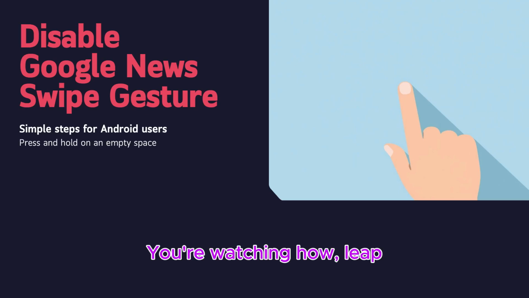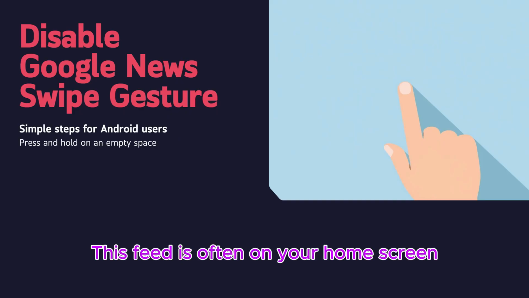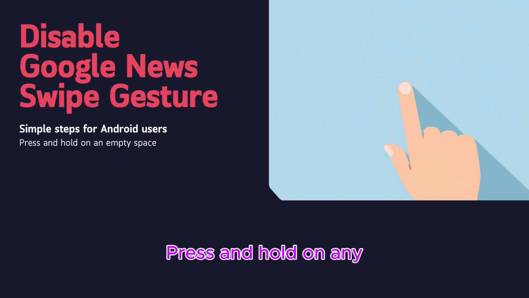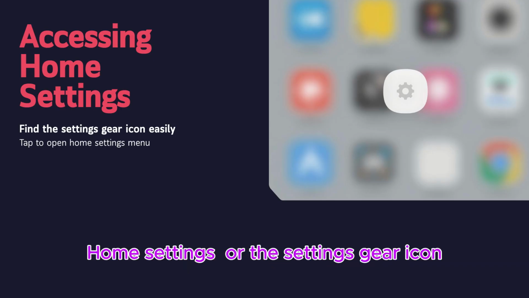You're watching How Leap. Let's disable the swipe left for Google News feed on Android. This feed is often on your home screen. Press and hold on any empty space on your home screen. Tap Home Settings or the Settings gear icon.